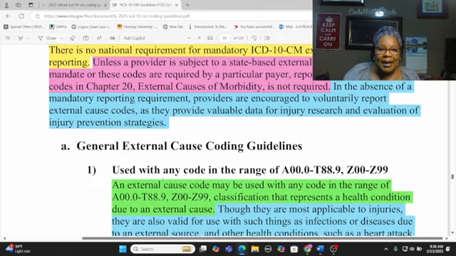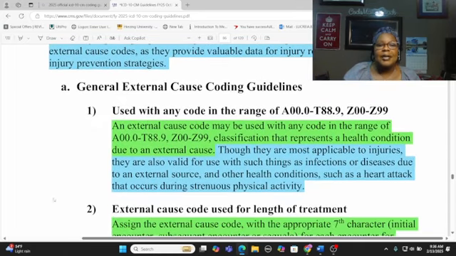All right, let's start with A. General external cause coding guidelines. Number 1, use with any code in the range of A00.0 through T88.9 and Z00 through Z99. And y'all look at these codes. If you look at them, you know these are the diagnoses codes.